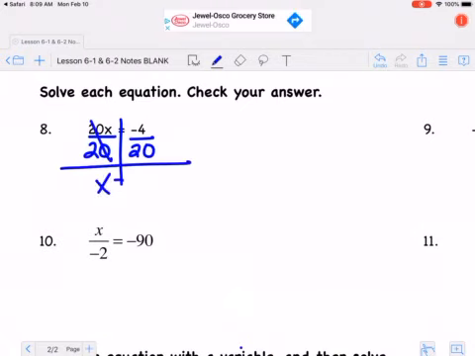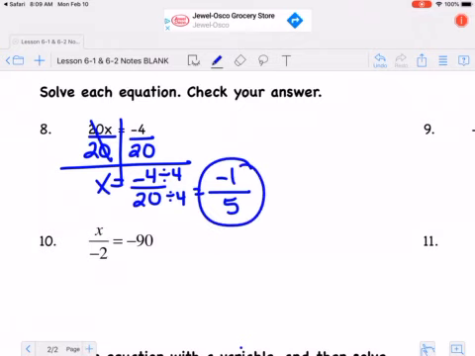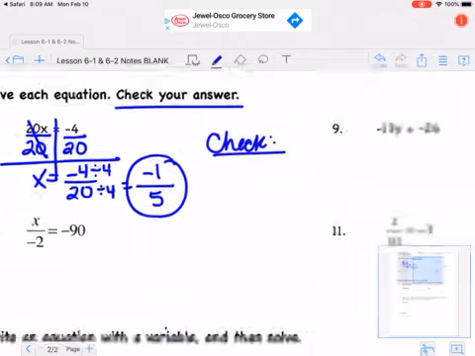So we get x is equal to negative 4 over 20. But we want to simplify. So I'm going to go ahead and divide by 4 because that's my common factor. And then we'll get negative 1 over 5. Again, you have to check your solution. I will be checking your worksheet to make sure that you have checked.